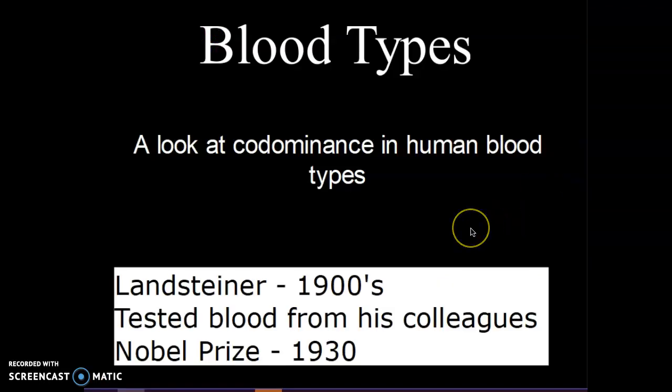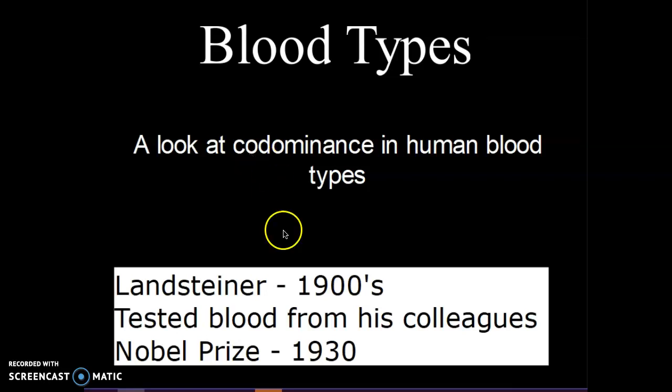Okay, so blood types are codominant, and it's different than what we've done before. So incomplete dominance means they blend. Codominance means they both show up, and it ends up being like its own third group, and you'll see what I mean in just a minute.